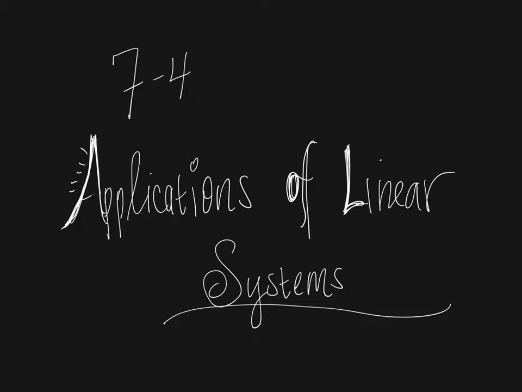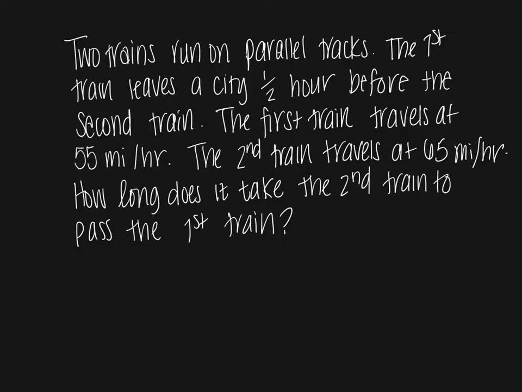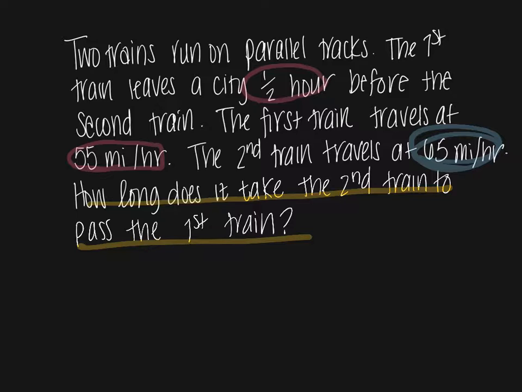All right, tonight we're looking at applying the systems that we've been practicing. All right, let's look at this word problem. These will look familiar. I have two trains and they're running on parallel tracks. The first train leaves the city 1/2 hour before the second train. The first train travels at 55 miles an hour. The second train travels at 65 miles an hour. How long does it take for my second train to pass my first train?